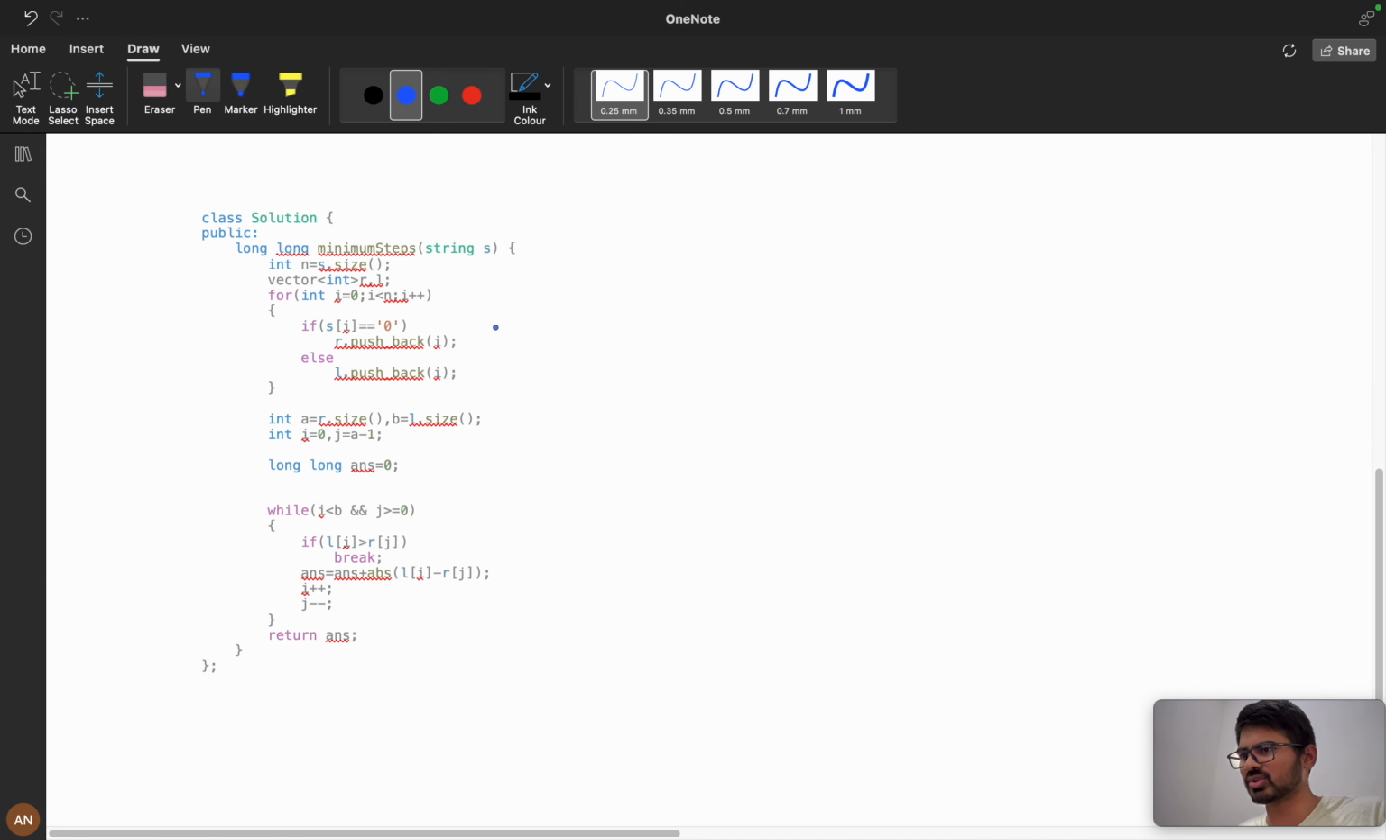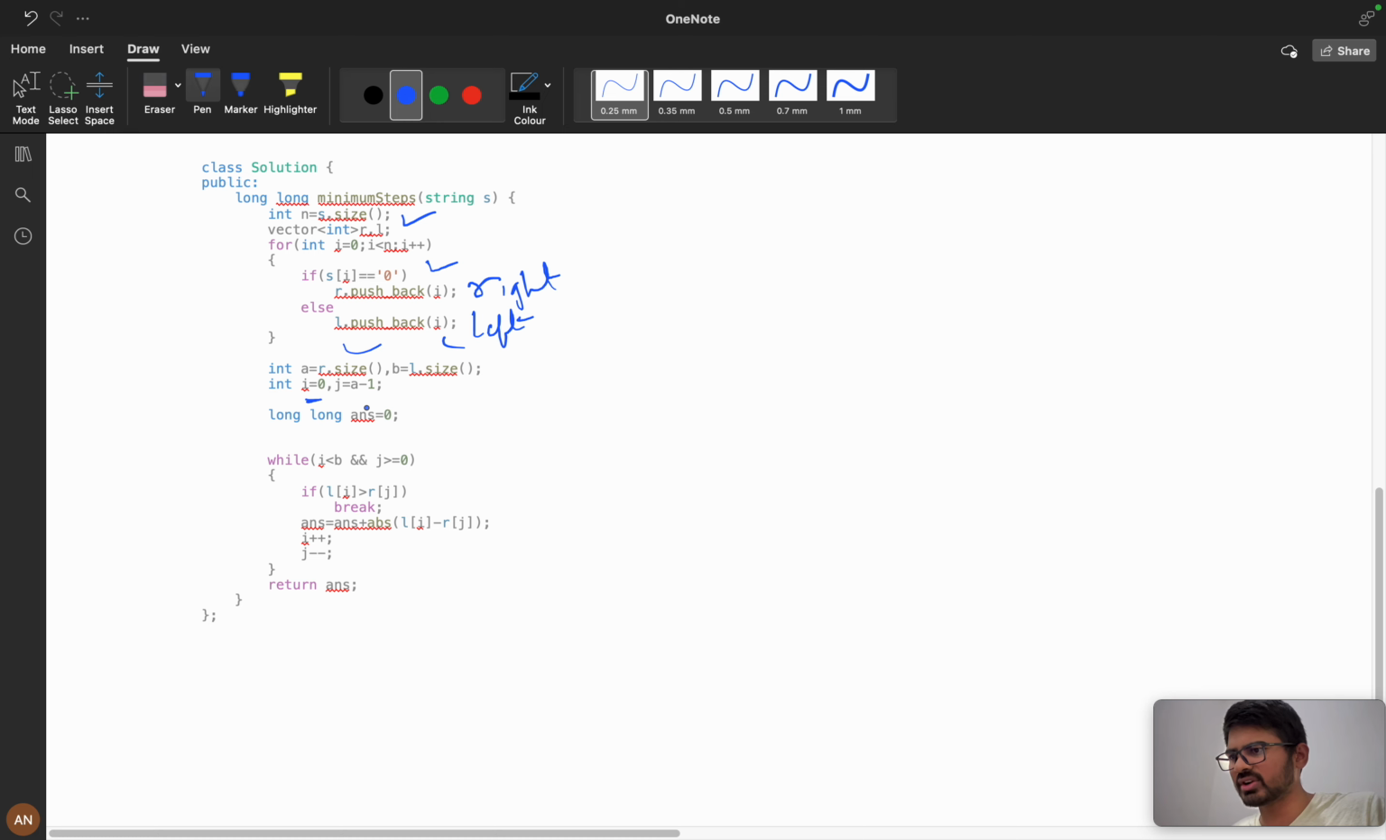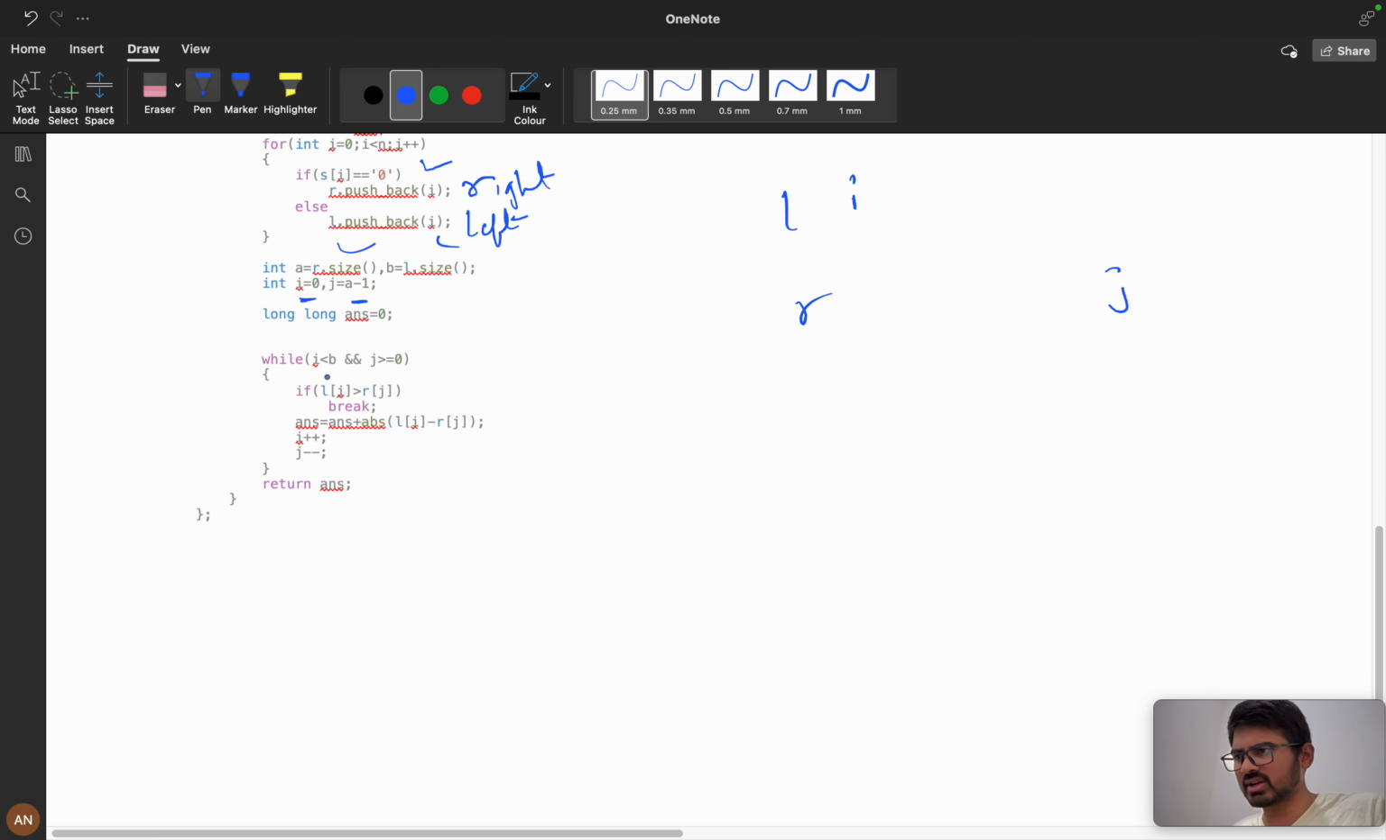So we'll see the code. So size, and in the s of i equals 0, when it is 0 we are keeping it in the right, when it is 1 we are keeping it in the left, and we are calculating the sizes, and i equals 0 it will start, and j equals n minus 1. We thought, right, i will start from here, j will start from here, it will continue unless i is less than n and j should be greater than 0. L of i is greater than r of j.